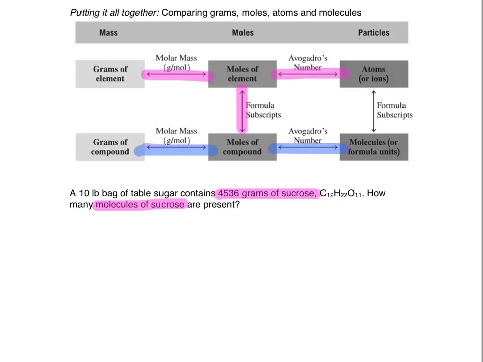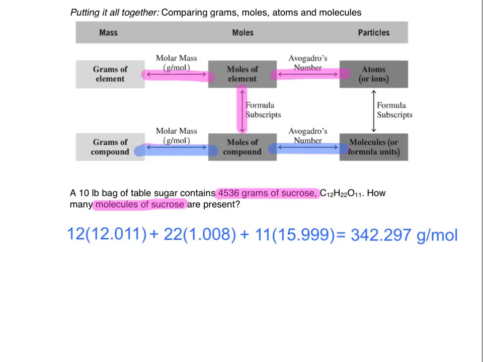So if we do 12 times 12.011, which is the mass of carbon, plus 22 times 1.008, which is the mass of hydrogen, plus 11 times 15.99, which is the mass of oxygen. We get our molar mass for sucrose, which is 342.297 grams, and that's per 1 mole. So now we want to go ahead and set up our problem.